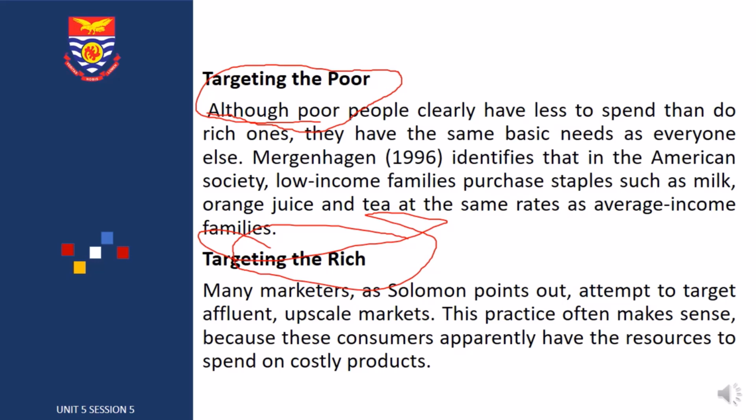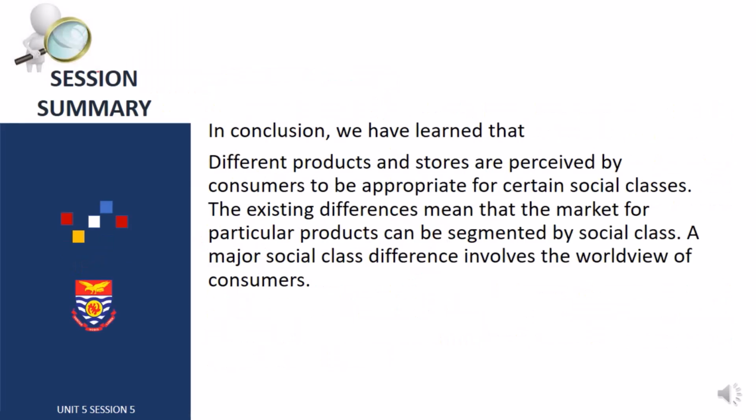In targeting the rich, many marketers, as Solomon points out, attempt to target affluent upscale markets. This practice often makes sense because these consumers apparently have the resources to spend on costly products. So they are the people we normally target the expensive things to. In conclusion, we have looked at the social class influence on consumer behavior too.